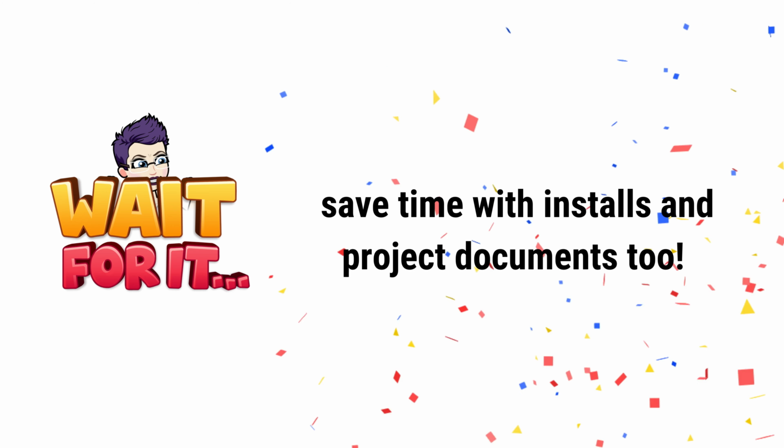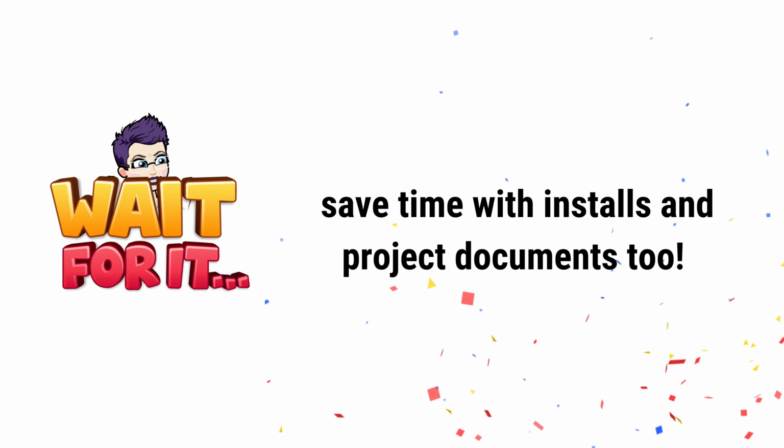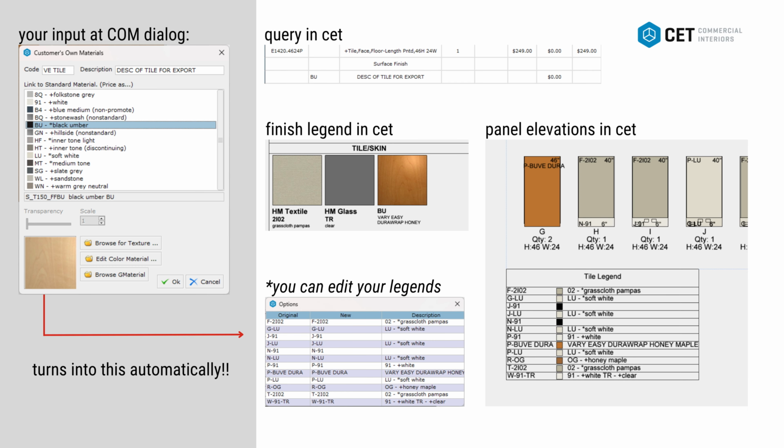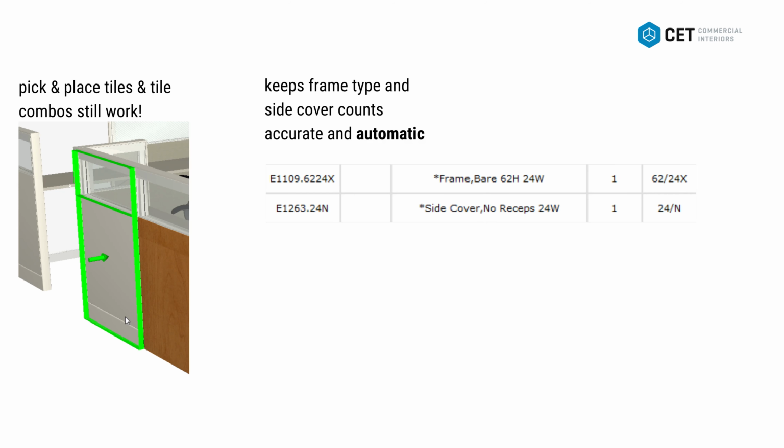Now, all that automation is to help save you a bunch of headache when it comes to install. What you put into your COM dialog box is now going to show up in your query dialog, on your panel elevations, on your finish legends, and you can also edit your finish legends to make sure that it reads exactly like the other ones so that when you go to print your install plans, it reads appropriately. You can also now use the pick and place tile combos so that you can copy throughout your project.